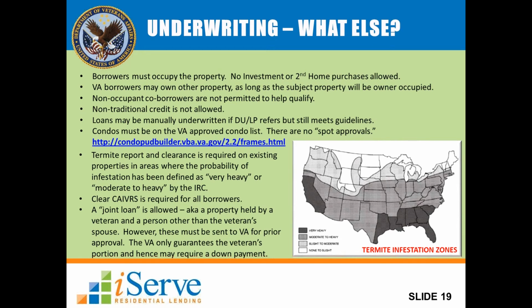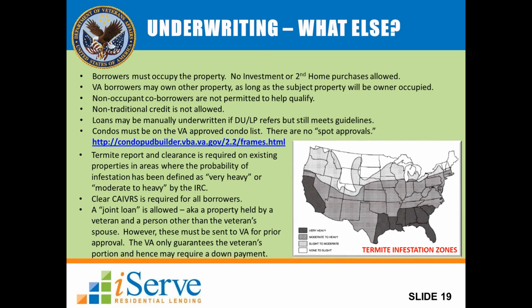Non-occupant co-borrowers, unlike your FHA deal, can't be put on to qualify. Can't use non-traditional credit. We mentioned earlier that loans may be manually underwritten if we get a DU or LP refer, but the loan still meets guidelines for manual underwriting.